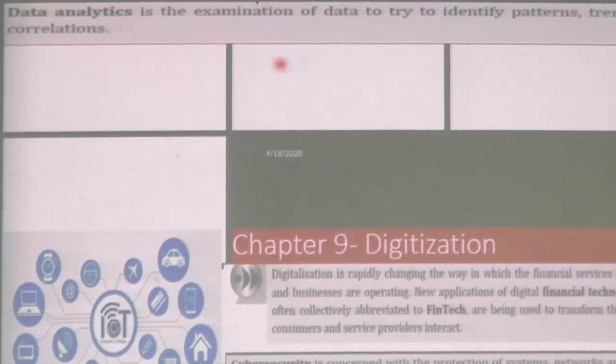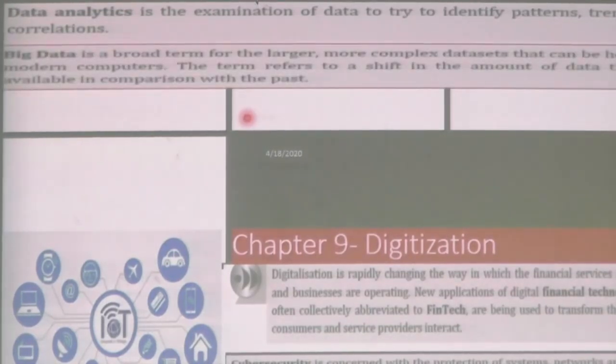This has been there, but the whole idea is, in auditing, I mentioned to you analytical review. Data analytics is about examination of data to identify patterns, trends, anything unusual. I will show you through an example how data analytics works. Then there is a term called big data. I am sure all of you would have heard of big data.